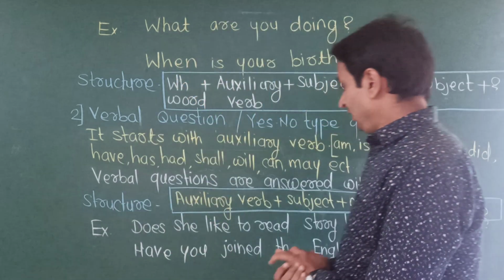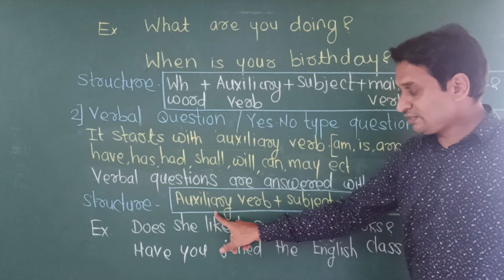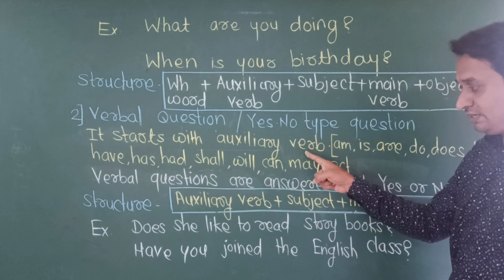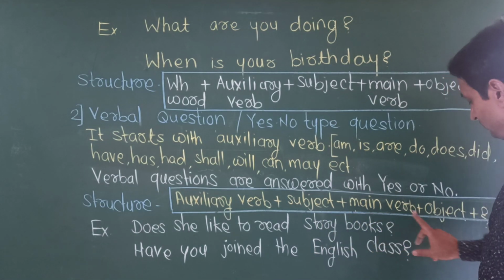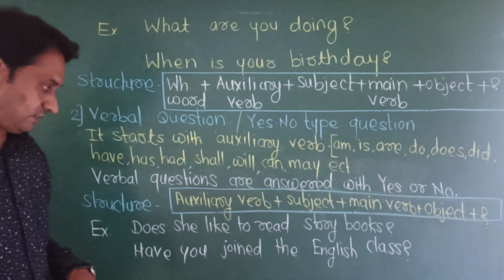Understand? Now let's see the structure of a verbal question. In the verbal question, it starts with an auxiliary verb, then followed by the subject. Next is the main verb, followed by the object, and lastly there is a question mark.